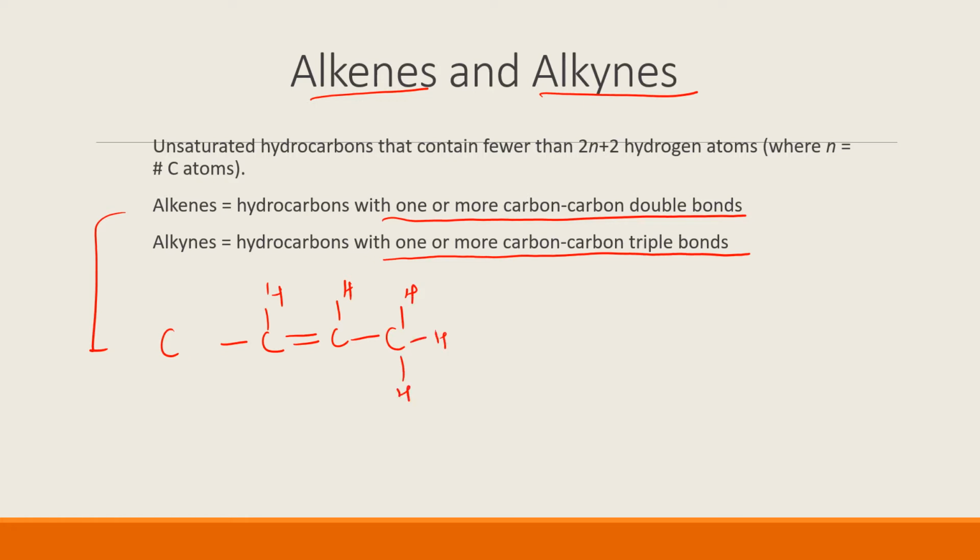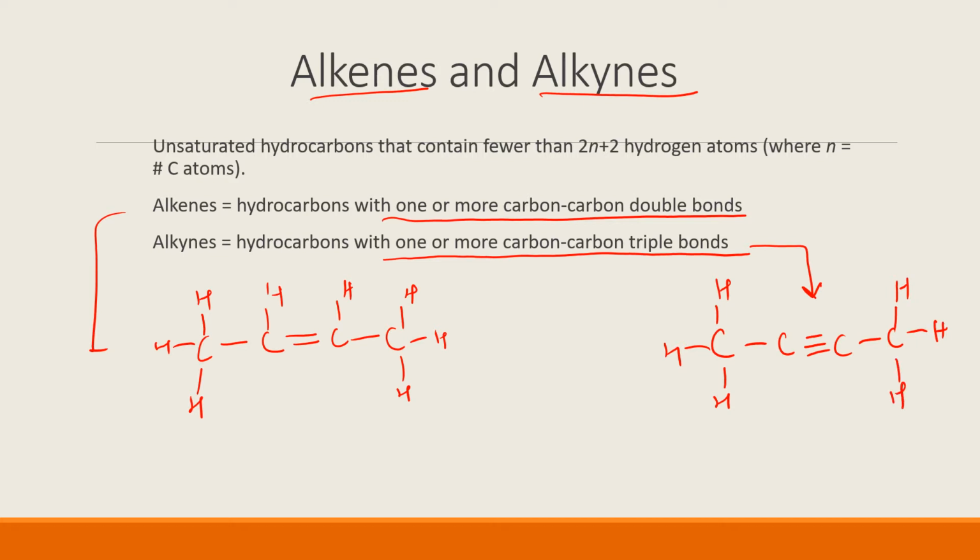Let me write it in expanded form. On the other hand, this molecular formula represents an alkyne. Both alkenes and alkynes are classified as unsaturated hydrocarbons because they have fewer than 2n+2 hydrogen atoms.